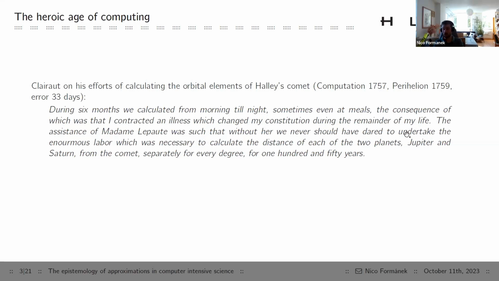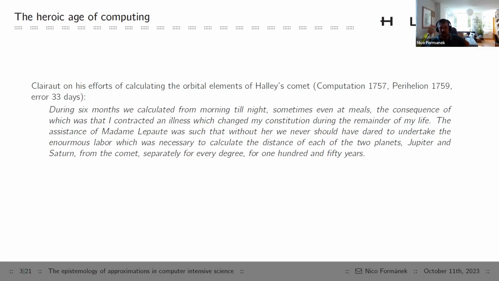In the heroic age of computing, which didn't involve electrical computers, it involved human computers. People were interested in predictions of Newtonian mechanics, and the famous astronomer Clairaut here is quoted with describing his efforts on calculating the orbit of Halley's comet. So at that time, one could say it was a research program in Newtonian physics to generate predictions when this comet would show up again.